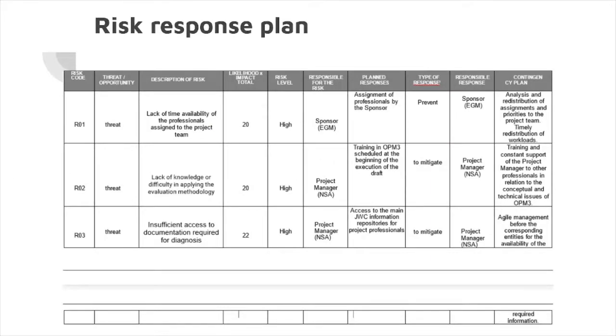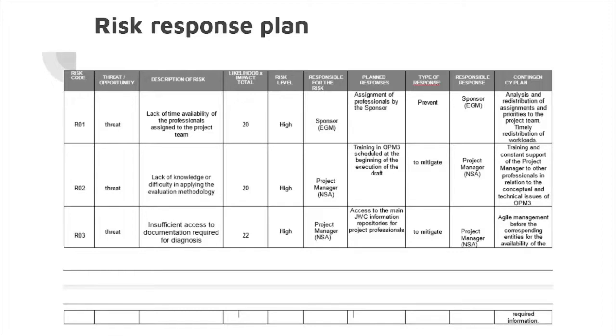This table is very similar to the previous one, so we're going to focus on the contingency plan. Risk code R01, contingency plan: analysis and redistribution of assignments and priorities of the project team, timely redistribution of workloads. R02, training and constant support of the project manager to other professionals in relation to the conceptual and technical issues of OPM3.